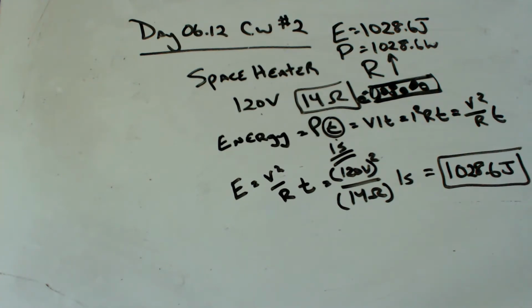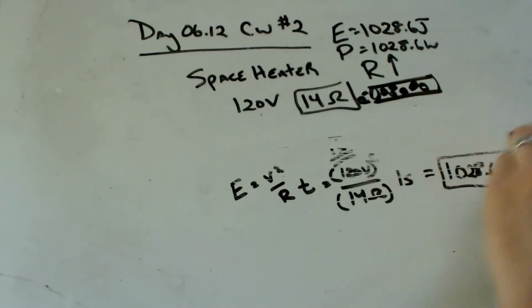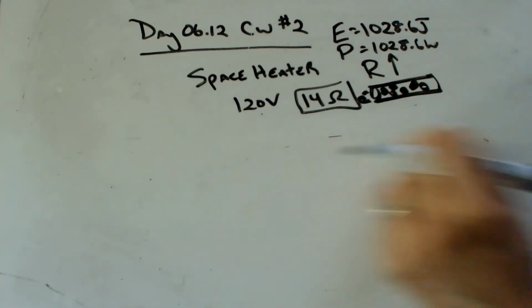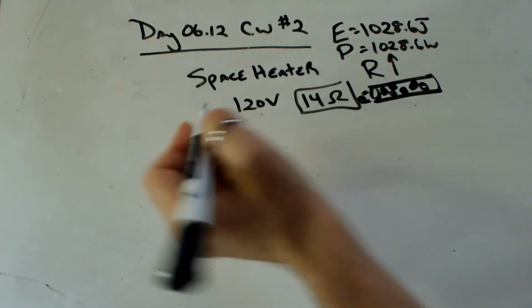So we're dealing with part A. So part A is 1028.6, and that's the energy in joules, and then 1028.6 watts would be the power. Now we have the second part.